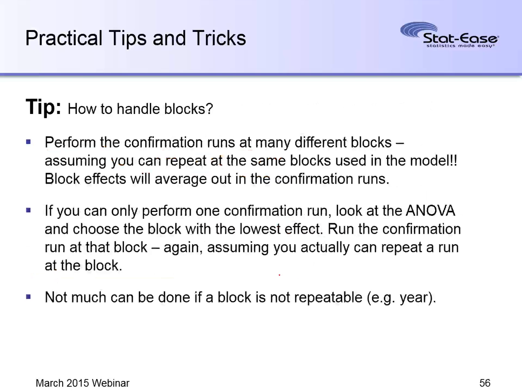Last slide of content is how to deal with a situation where you have blocks in your design. If possible, you want to perform the confirmation runs at many different blocks, assuming that you can actually go back and repeat at the same blocks. For example, if you're just going to repeat at a machine, that's no problem. But the third point here is if a block is actually something like a year, well, obviously I can't go back in time and repeat the experiment in a previous year.